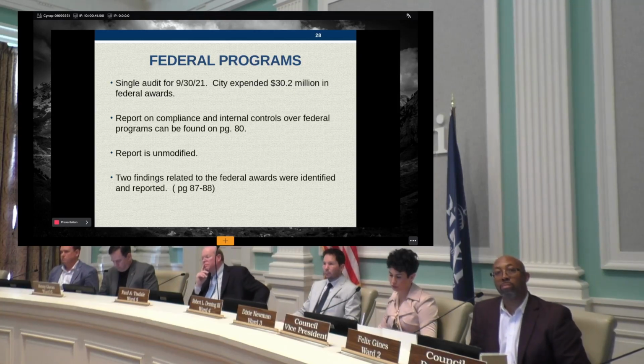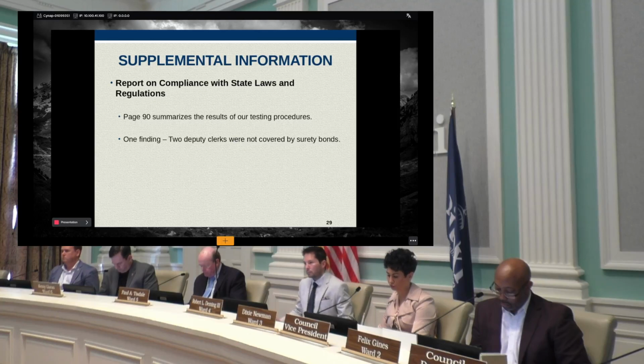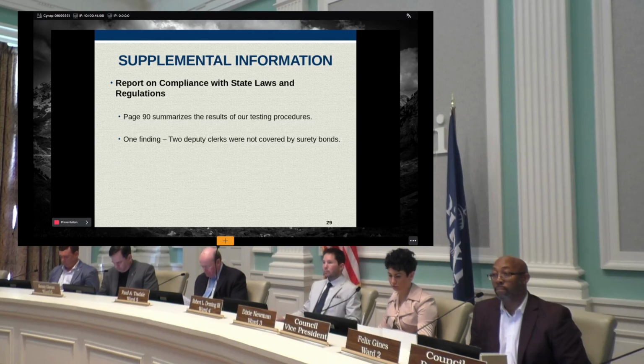We also have to test your compliance with state laws and regulations. There's a last report in your financial statements. It's on page 90. And we have one finding, so that you could get that corrected. And it may have been corrected by now as well. I'll go back to having management report back. So that's all I'm going to go through.